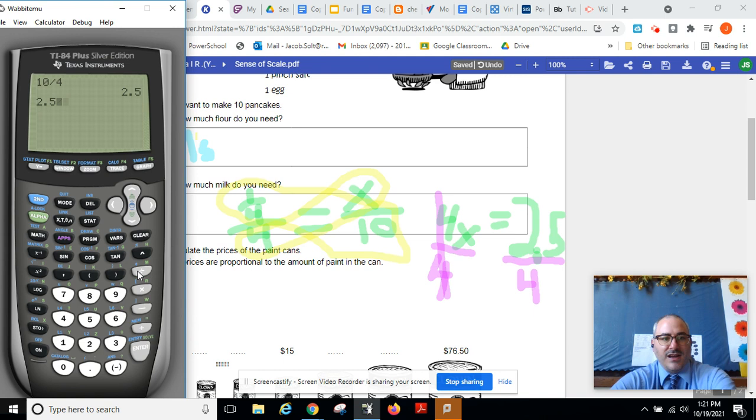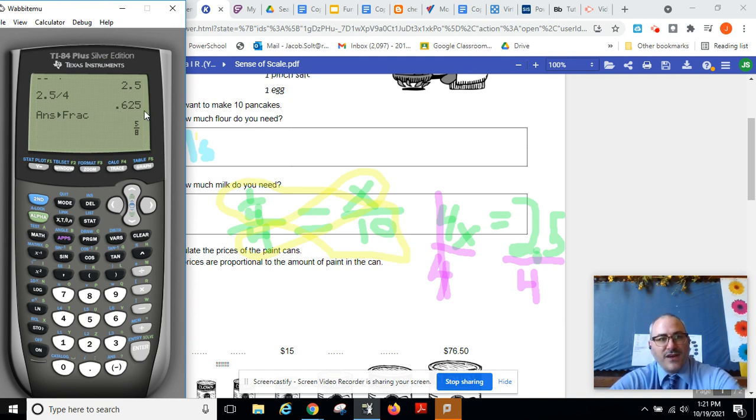2.5 divided by 4 is 0.625. Yes. And if I wanted to turn that into a fraction, I can press math, frac. Enter. 5 over 8. 5 over 8 is my fraction.